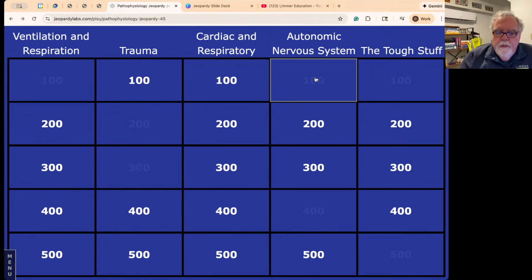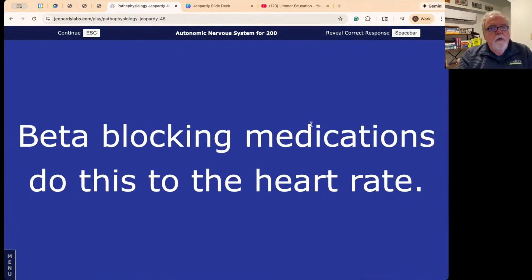Do you want to do another one in the autonomic nervous system? I find this is something that isn't taught as much as it should be. Let's take a look at autonomic nervous system for 200. And the answer on that one again was alpha 1. Oh, look. Beta blocking medications do this to the heart rate. Now, adrenergic is technically a correct answer, but we can break it down further than that on the last one.